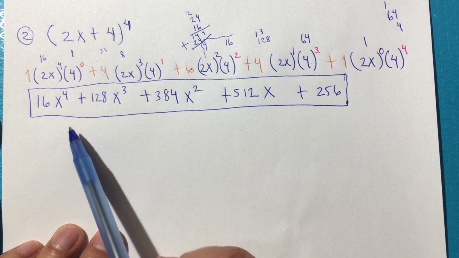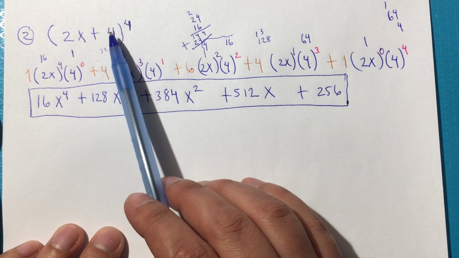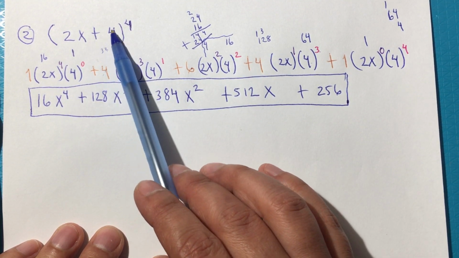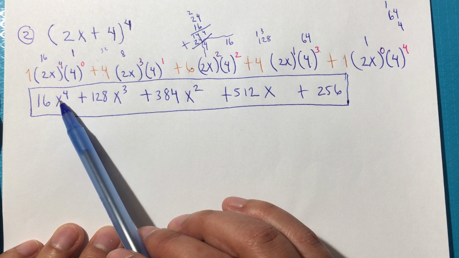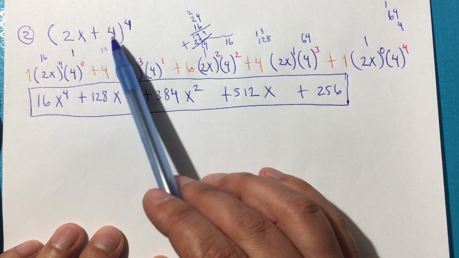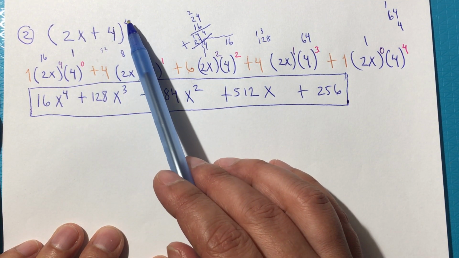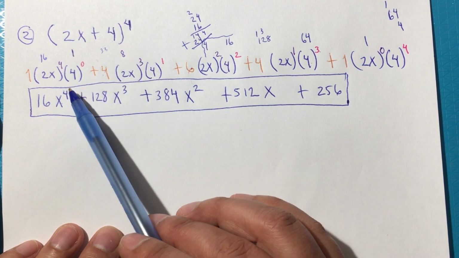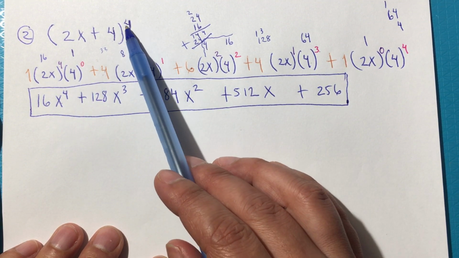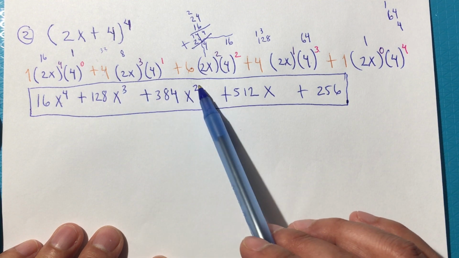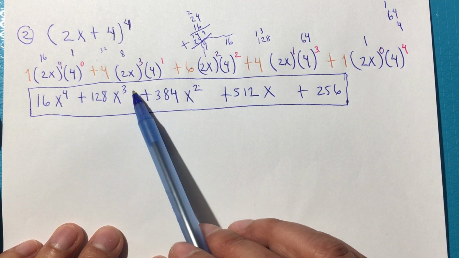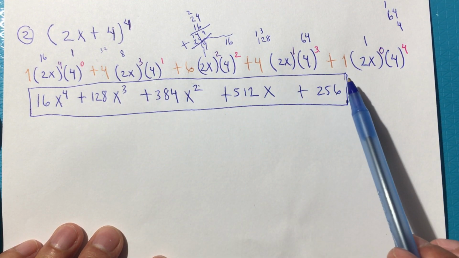Okay, so something that I want you to notice is that whenever we have a constant in here, we end up with only one variable, and the first term will have this exponent, then it goes in descending order. So 4, 3, 2, 1, 0.